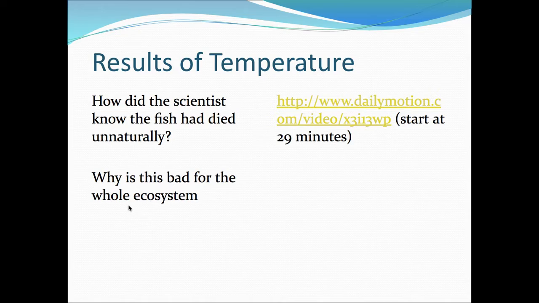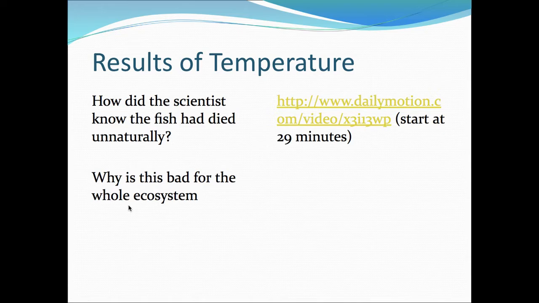So why is it bad for the whole ecosystem? Remember what I was saying about the domino effect. If one fish species dies, it messes up the food chain. Those salmon were going to be food for another animal, and the salmon eggs were also going to be part of that ecosystem, part of that food chain.